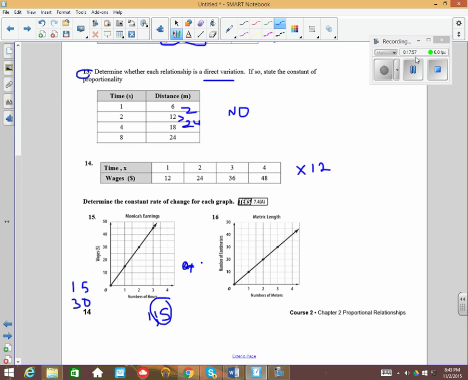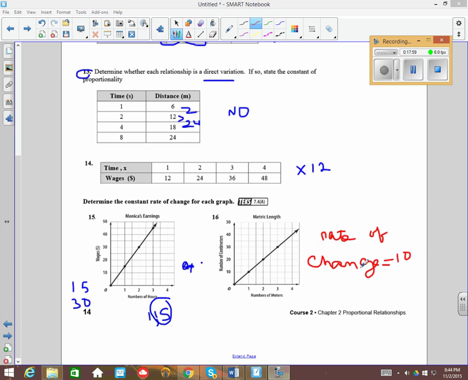So let's look at number 16, the last one. The rate of change is 10. You notice 1 meter is 10, 2 meters is 20, so it's changing by 10 each time. So the rate of change is 10, or 10 over 1. So it's a change in y over the change in x.